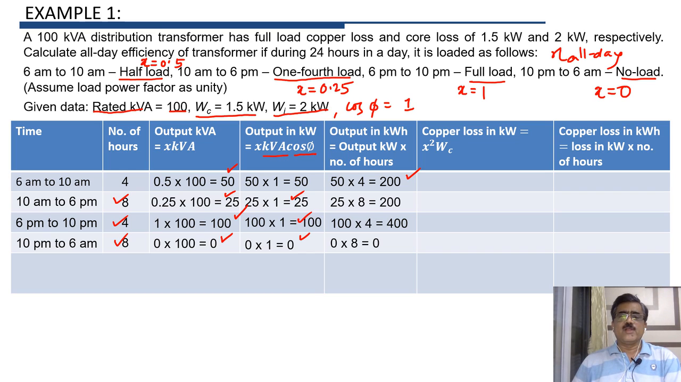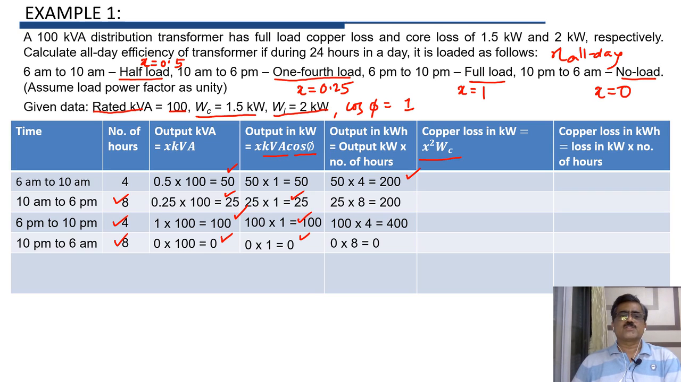Now we have to calculate copper loss in kilowatt hour. Copper loss in kilowatt hour is loss in kilowatt multiplied by number of hours. So first of all, we have to calculate the copper loss in kilowatt during each time slot. This copper loss in kilowatt can be calculated using copper loss is equal to X square WC.